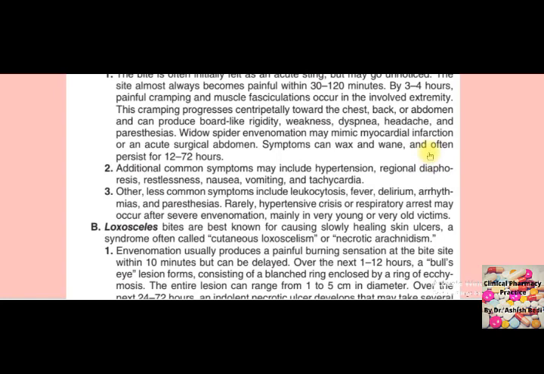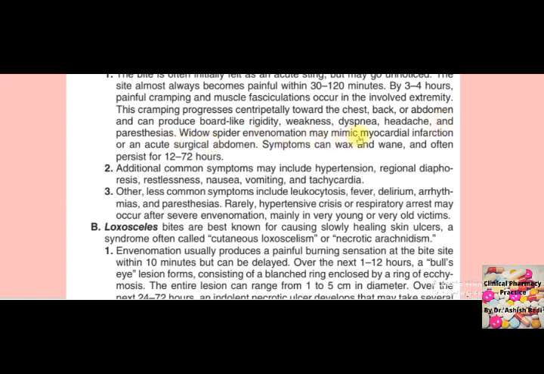For 3 to 4 hours, cramping occurs and muscle fasciculation starts, and it involves the whole extremities. The cramping progresses centripetally towards the chest. Now it flows towards the chest area, back area, and abdomen, and produces board-like rigidity. It makes the chest, back, and abdomen region very rigid. Weakness occurs, dyspnea, headache, and paresthesias.